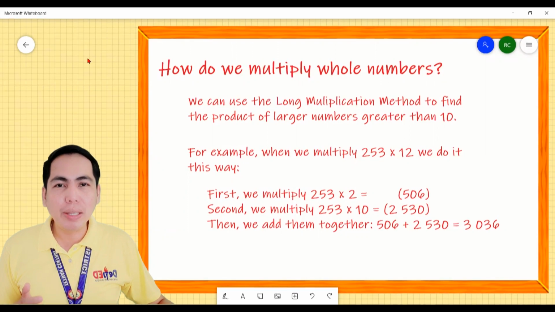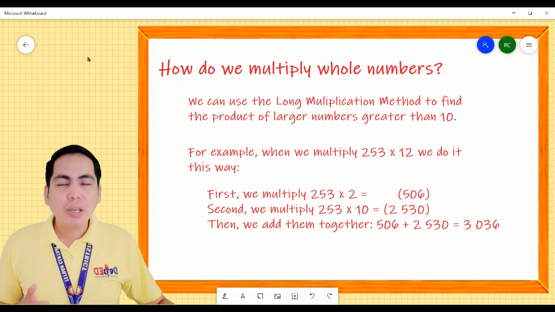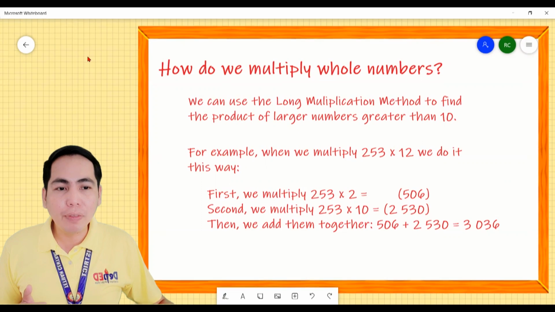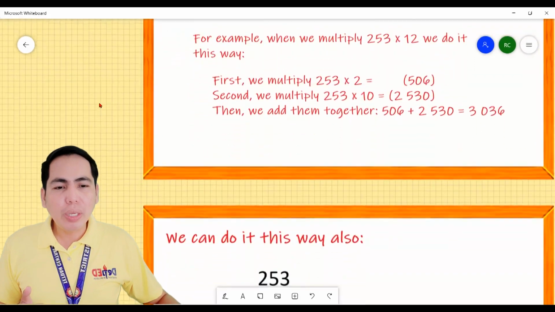First, we multiply 253 times 2 to give us 506. Second, we multiply 253 times 10 to give us 2,530. Why 10? Because the digit 1 is found in the tens place and it has a value of 10. That's why we multiply it by 10. And then finally, we can add our initial products 506 and 2,530 to give us the final product of 3,036. So, meaning to say that when we multiply 253 times 12, it will give us 3,036. Now, we can also do it this way.